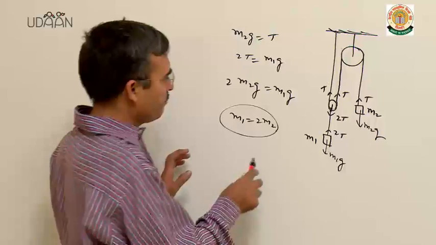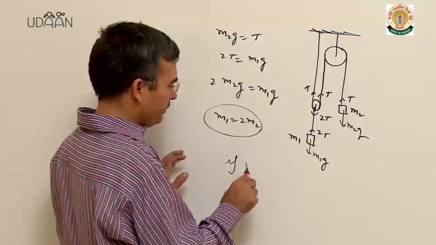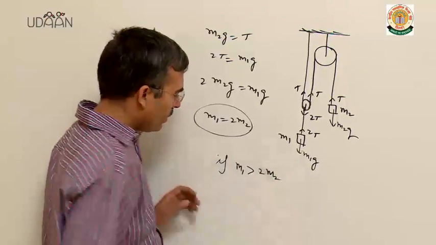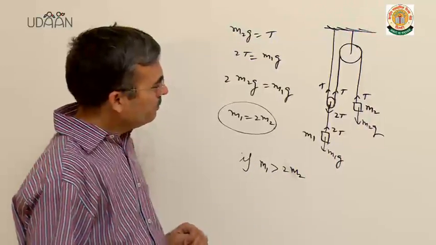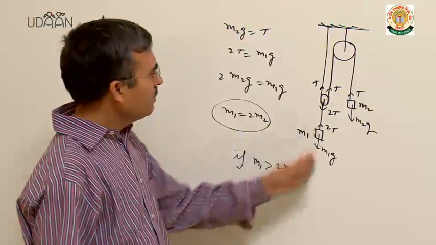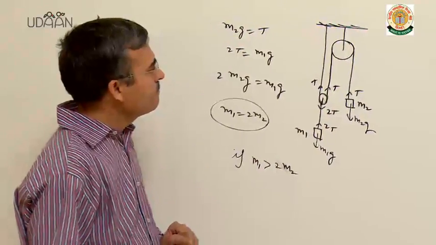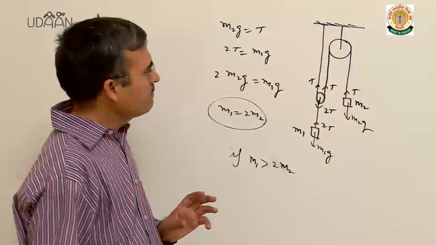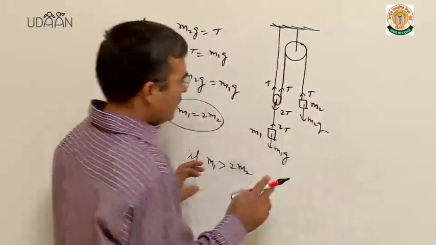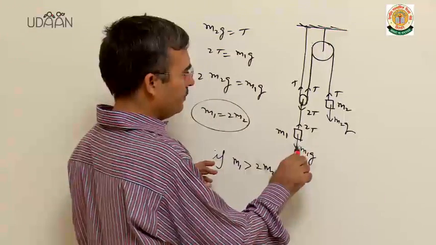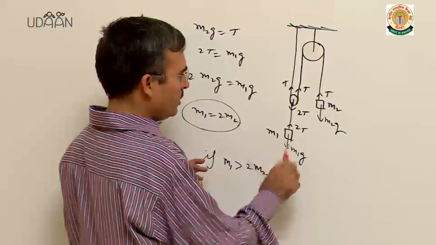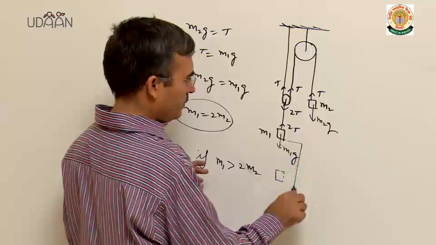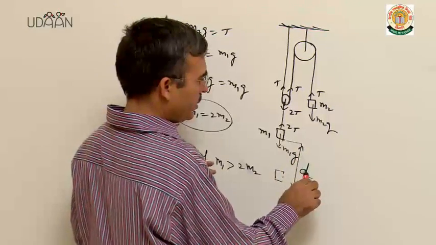Now, if M1 is greater than 2M2, then definitely it will come down, it will go up. Let us apply work energy theorem in this problem. Suppose this block comes down by distance d.